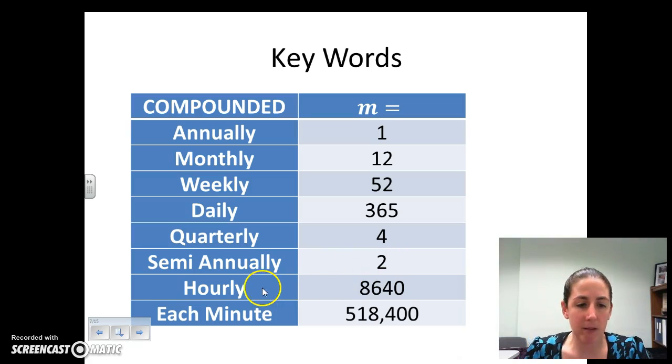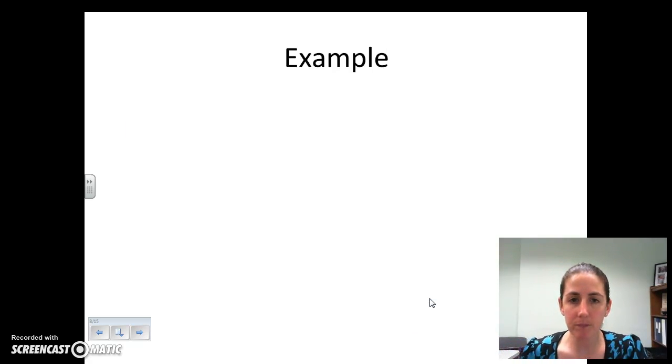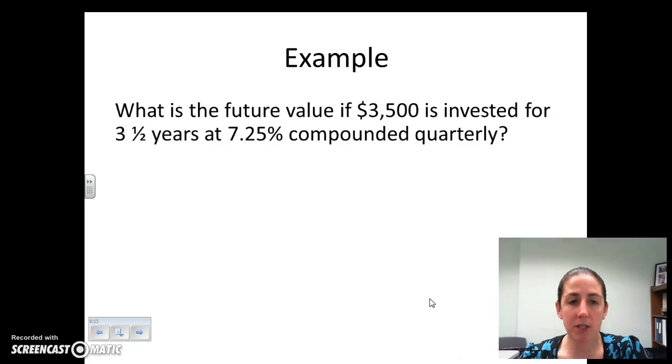And then very rarely do you see hourly or each minute, but if you do, then these are the conversions you'll use. So for example, what is the future value if $3,500 is invested for 3.5 years at 7.25% interest compounded quarterly? Compounded quarterly means you're getting an interest payment 4 times a year or every 3 months.